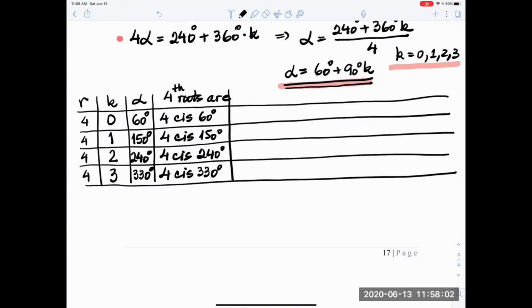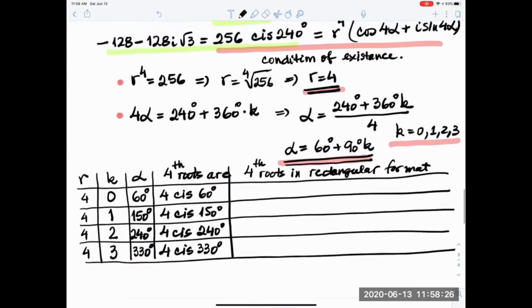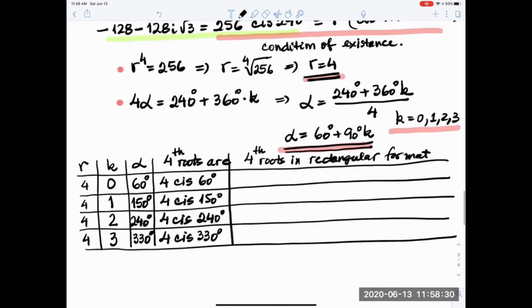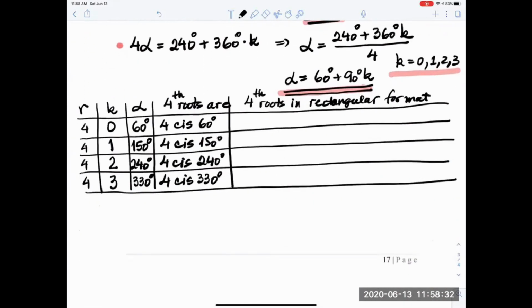Now they ask us to write them in a rectangular format. So take your unit circle here. Fourth roots in rectangular format. See, in a previous problem, I just put those little dots and showed you 1, 2, 3 like that. But here, I'm sticking with a table.